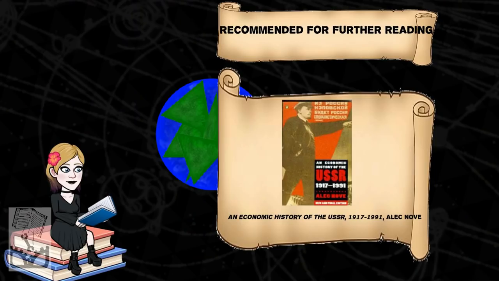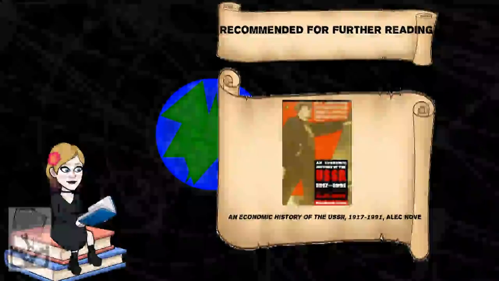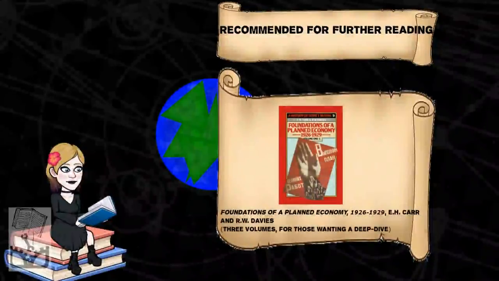As the Marxist-Leninist in the room, I have a perspective that's more sympathetic to centrally planned economies such as that of the former USSR. If you want to learn more about how the Soviet economy worked, and when it ran into problems, I'd recommend checking out Alec Nove's An Economic History of the USSR, 1917 to 1991. For a more comprehensive look at Soviet history, check out E.H. Carr's Foundations of a Planned Economy, 1926 to 1929.